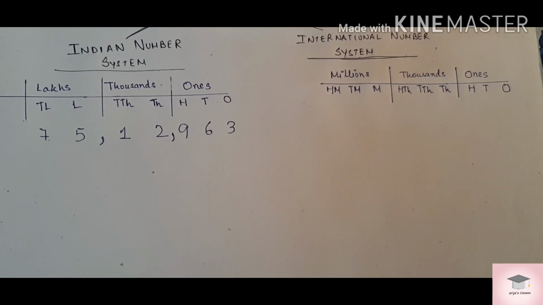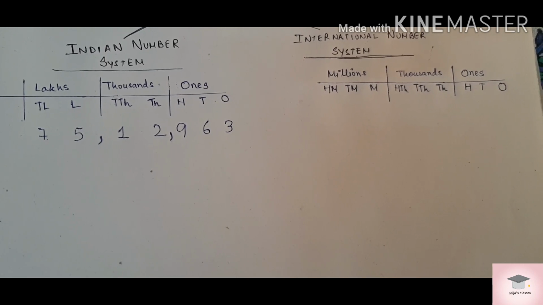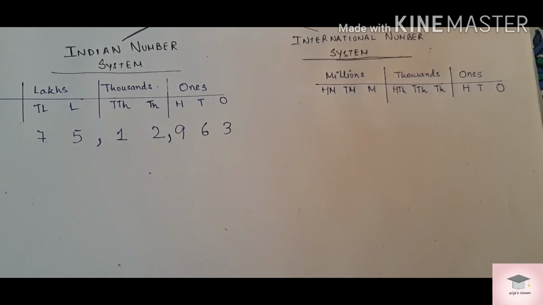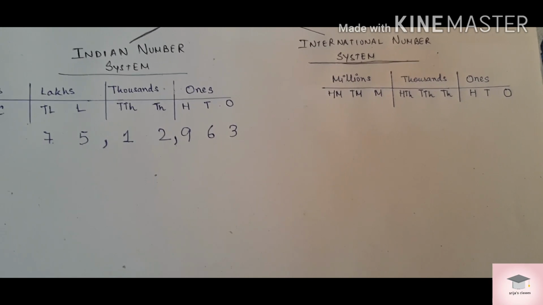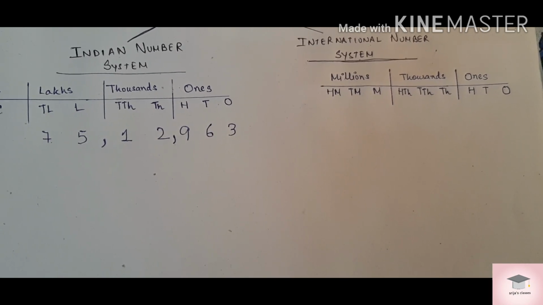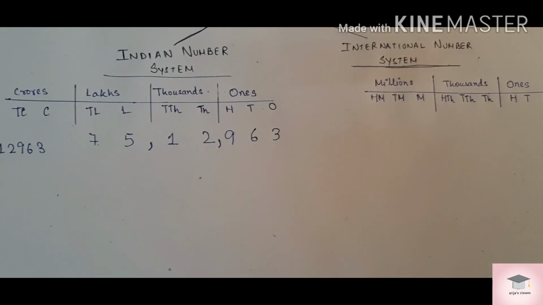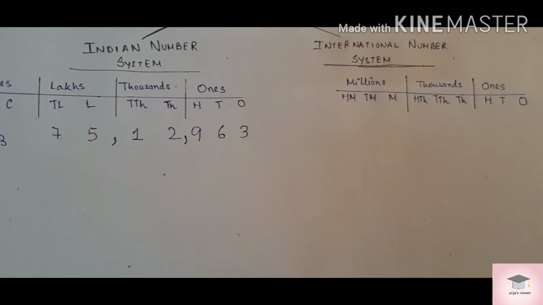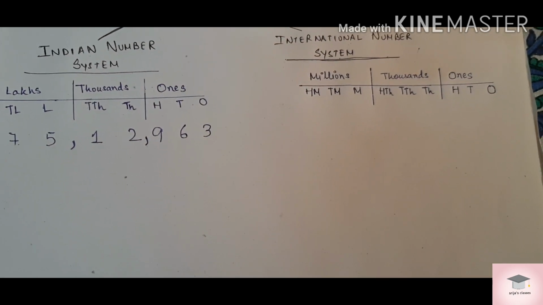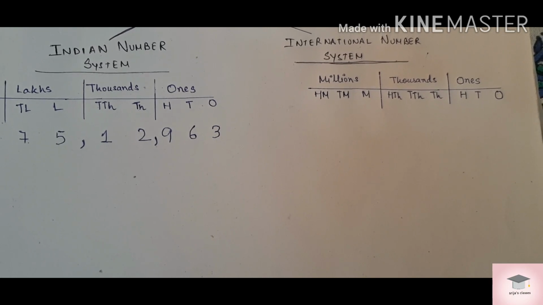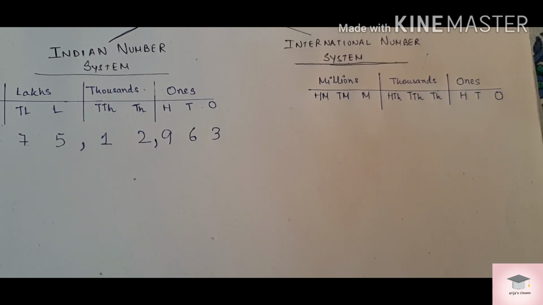So in the international number system, every period is of 3 numbers. While in the Indian number system, only the ones period is of 3 numbers, while the rest were of 2 numbers, as we can see. But in the international number system, every period is of 3 numbers. Let's take an example and find out.